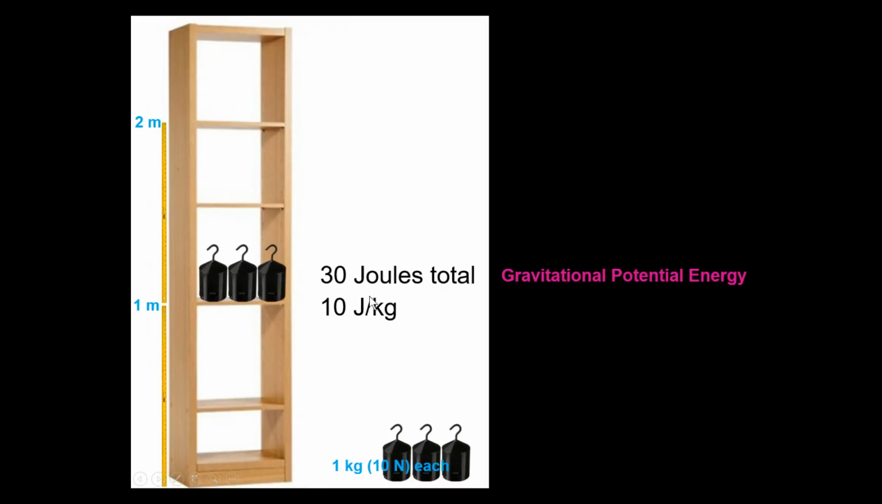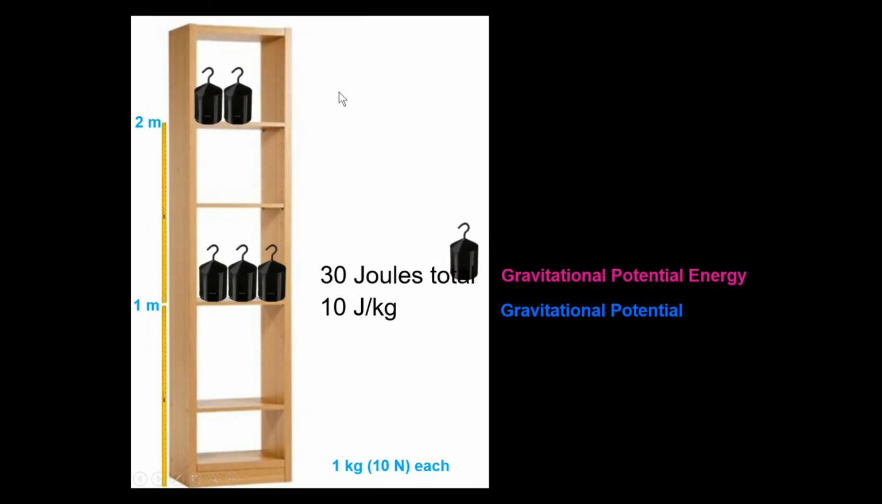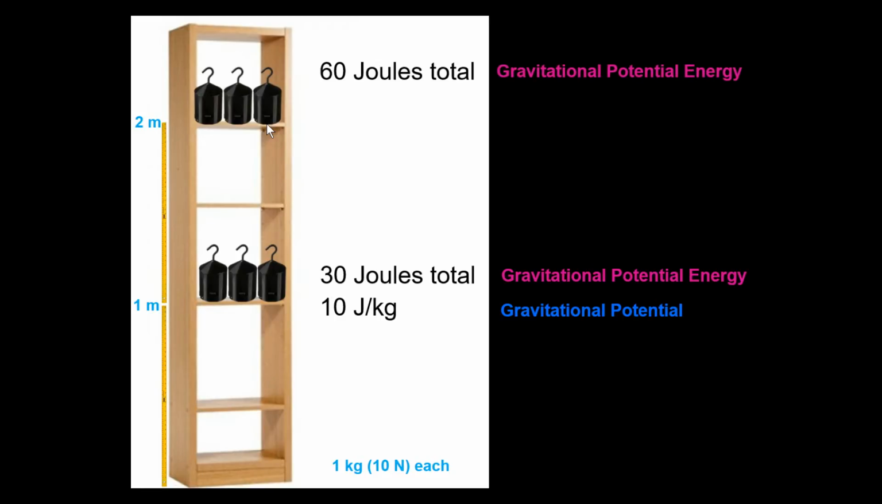30 joules total, but that was only 10 joules per kilogram. Each of these weighs or has a mass of 1 kilogram. So that is called just gravitational potential. It's not the total amount of energy, it's how much energy there is per kilogram. If I take these 10 newtons and I lift them up now 2 meters, each one has done 20 joules of work, 60 joules altogether. So that's gravitational potential energy. But the gravitational potential is just how much energy there is per kilogram. Gravitational potential.